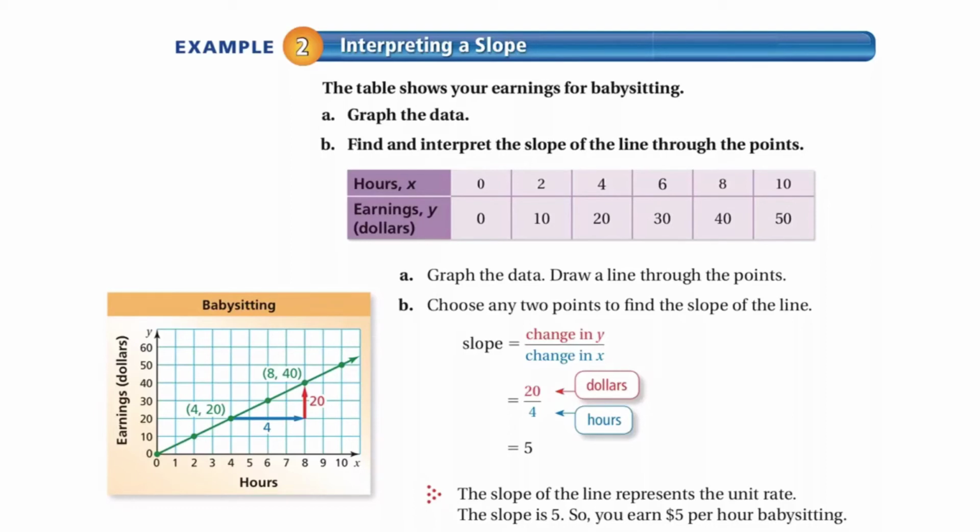It says interpret the slope. If the slope is 5, that means $5 per hour of babysitting, because it's 5 over 1. I would have left it 5 over 1 and not just a whole number 5, because when you can see it as a fraction, 5 over 1, it makes more sense: $5 per 1 hour. You could have also looked at 20 over 4 and said, well, that's $20 per 4 hours. Also correct. If they want, though, we can go to the unit rate and say $5 per 1 hour.